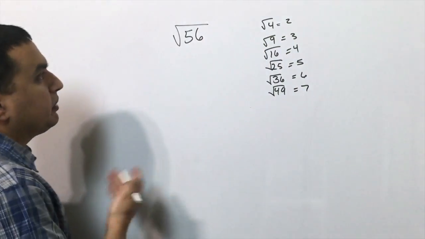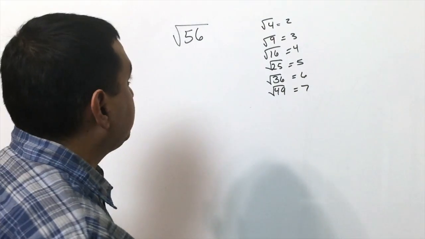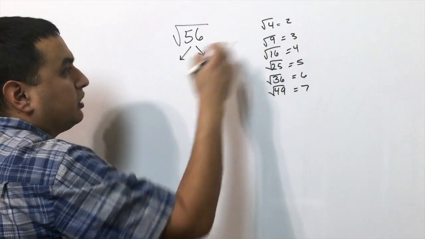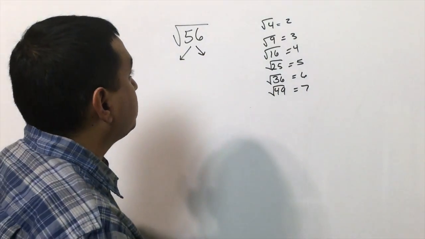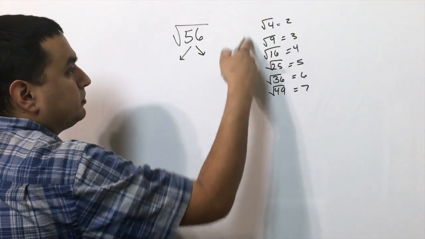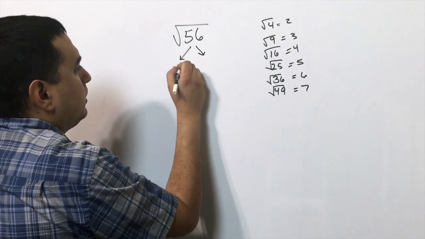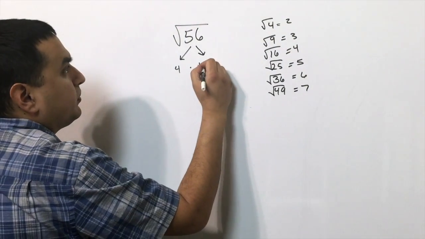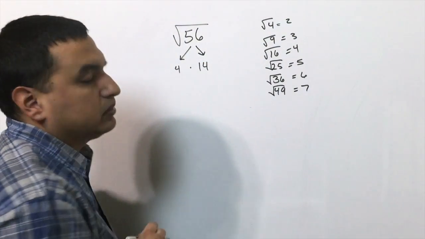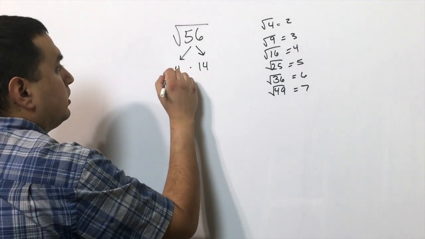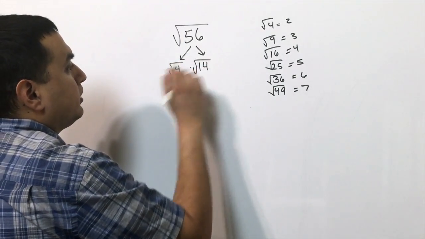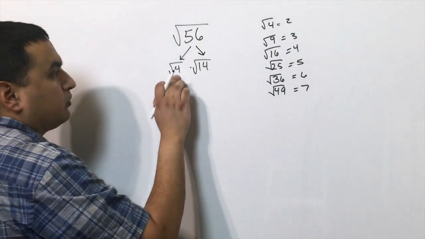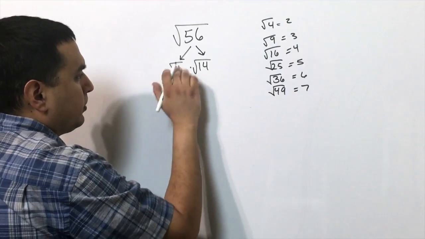Alright, let's look at another example. On this one, I'm going to look at the square root of 56. What I want to do again is look at these perfect squares and see if there's anything I can factor. I'm going to use 4. If I divide 56 by 4, that's going to give me 14. Okay, so I got the square root of 4 times the square root of 14. The square root of 4 is 2.